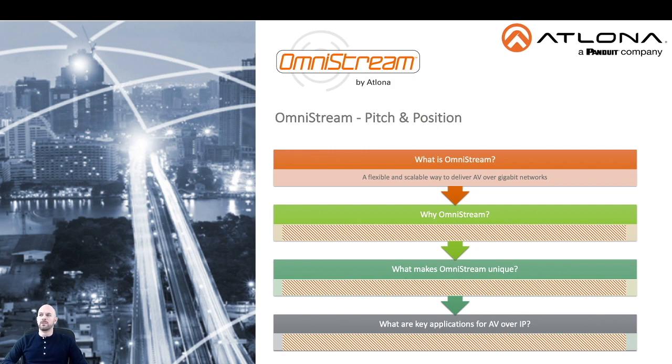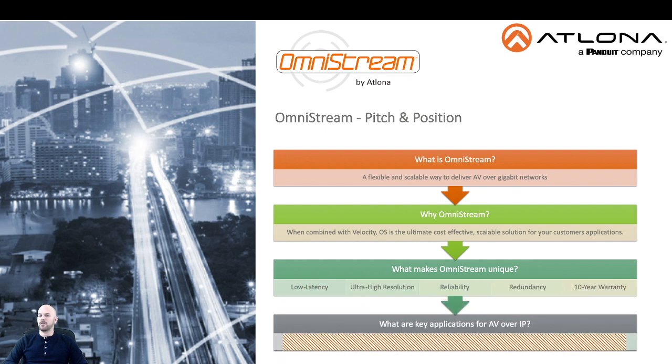First of all, what is Omnistream? It's a flexible and scalable way to deliver AV over gigabit networks. Key there, we've designed the solution for gigabit networks. It will run on Cat5e infrastructure as well. Now, why Omnistream? First, when combined with Velocity, our IP-based control solution, Omnistream is the ultimate, cost-effective, scalable solution for your customers' applications.